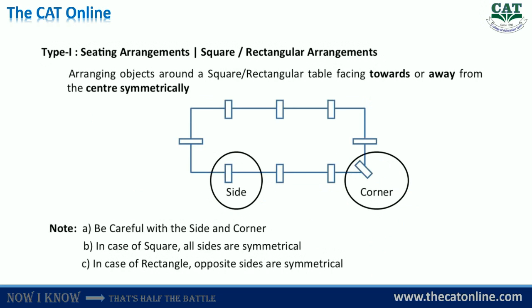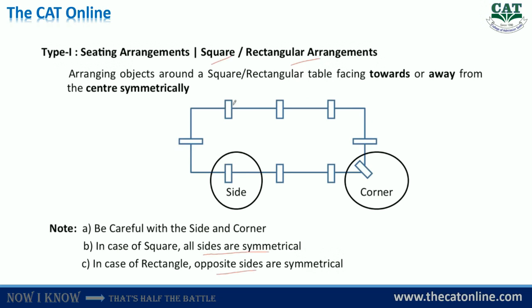Now, the next arrangement is around a polygon. It could be either a square table or a rectangular table. A square is symmetrical on all sides. In a square, all sides are symmetrical. In a rectangle, opposite sides are symmetrical. So in a rectangle there would be a different number of people sitting across different edges.